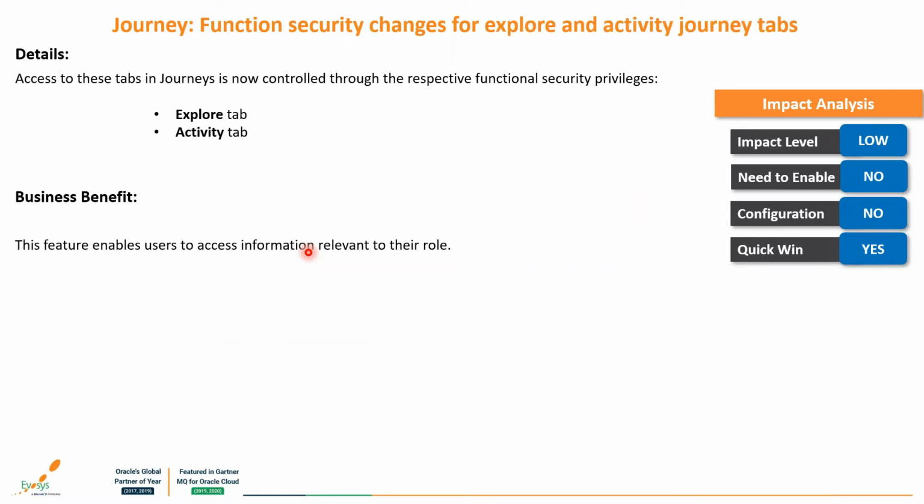The next feature is function security changes for Explore and Activity Journey. With the help of some security privileges, the HC team can control which of these tabs will be available: whether employees will be able to just see the Explore tab, or only the Activity tab, or depending on their managerial role or their role in the company, both will be available to them. This gives more control to the human capital team over which options are available for the respective employees.